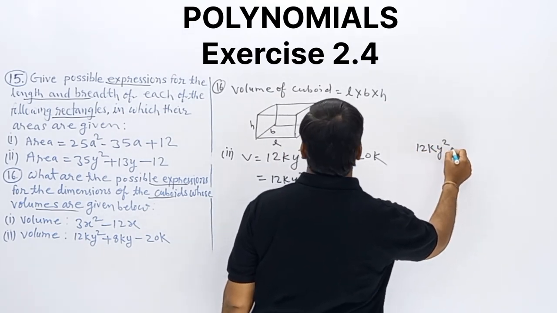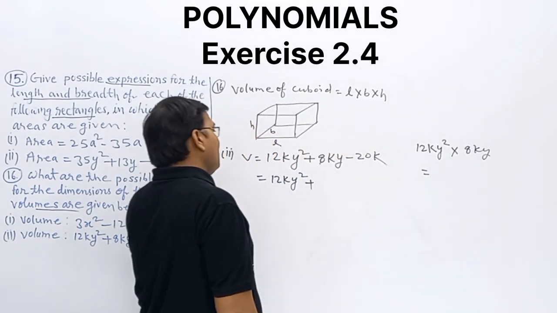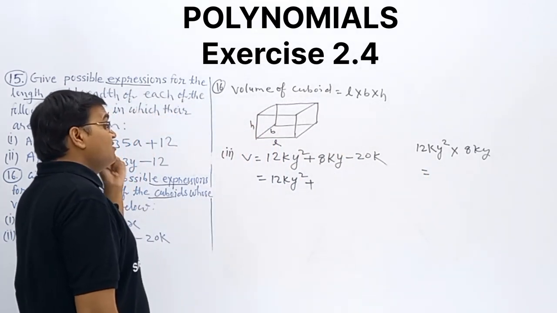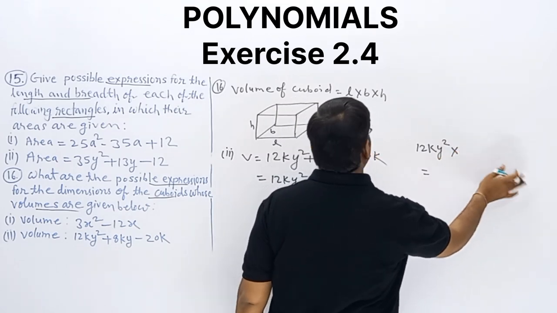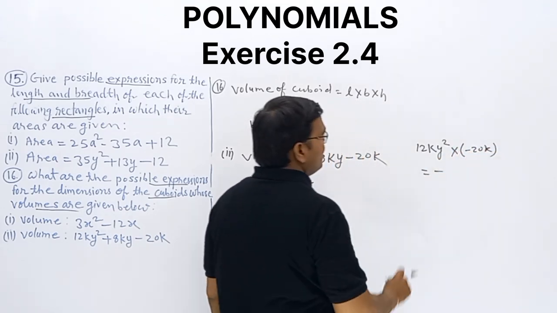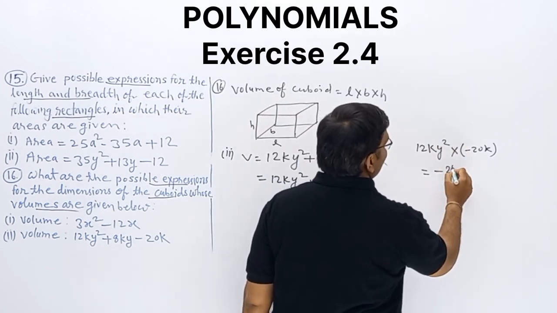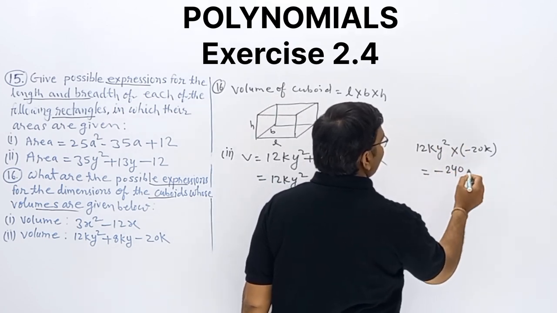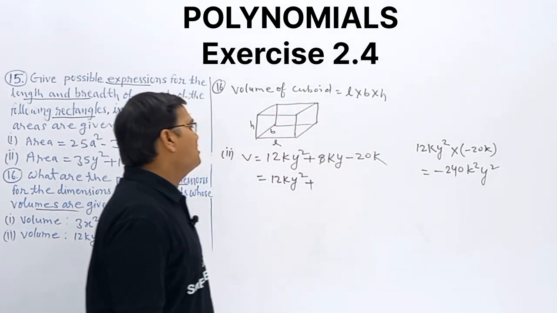12k y square into 8k y. First and last, not the middle, first and last: 12k times minus 20k. So the answer will be minus 12 twos are 24, 0, k square into y square. This is the product of first and last.